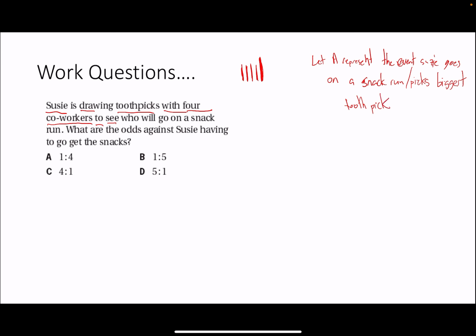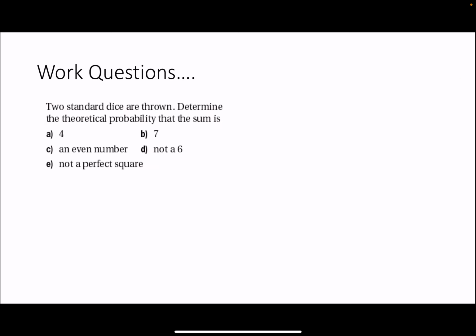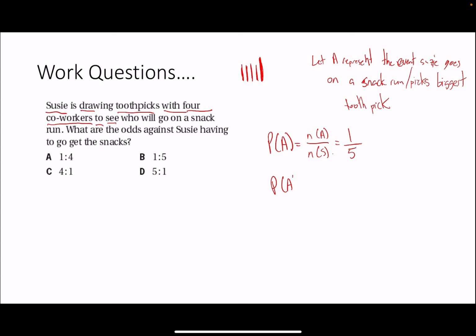Okay, and what do we do? Well, what's the probability she picks the biggest one? So P of A is equal, well, how many ways can she be the one to pick it? Well, N of A over N of S. So all possible outcomes is 5, and N of A is 1. So P of A is 1 over 5, which means P of not A is equal to 1 minus P of A, which is equal to 1 minus 1 over 5, which is equal to 4 over 5.